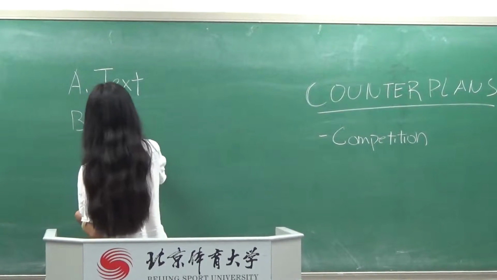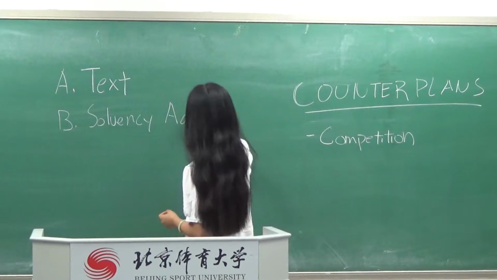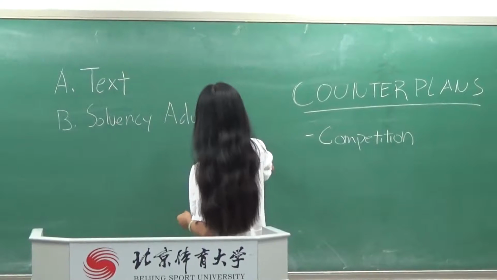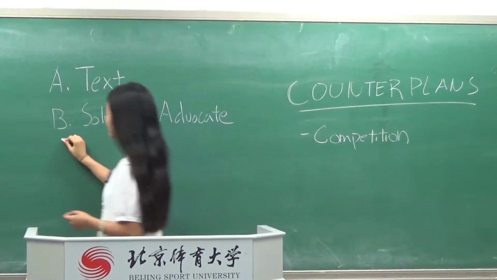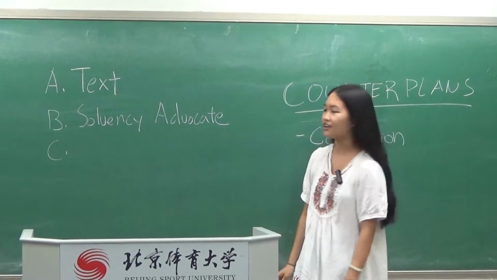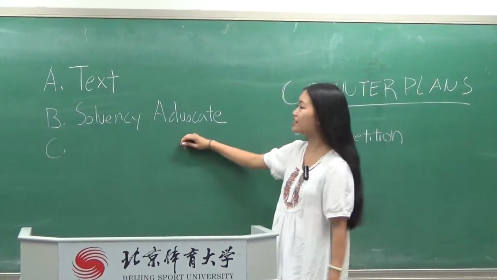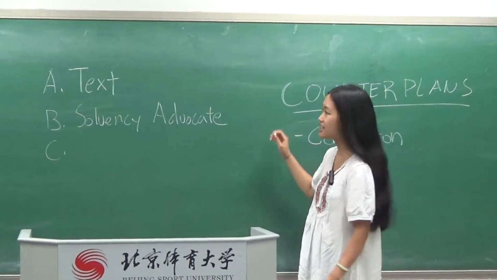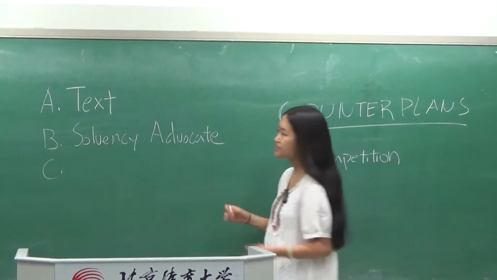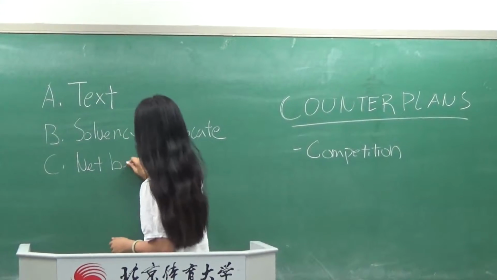Next, you probably want to have a solvency advocate, or an author, preferably someone who has qualifications in the relevant field, preferably not someone who's just writing on a random blog or is posting in the comments section of HuffPost. You want to have someone who thinks that the counterplan is a good idea and then describes what the counterplan does. And then you want to have net benefits to the counterplan.